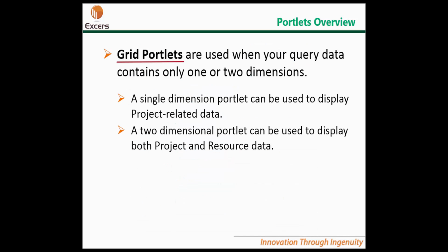Grid portlets are used to display data in rows and columns and are most suitable when your query data contains only one or two dimensions. For example, a single dimension portlet can be used to display project-related data, project ID, name, start date, etc. Similarly, a two-dimensional portlet can be used to display both project and resource data.